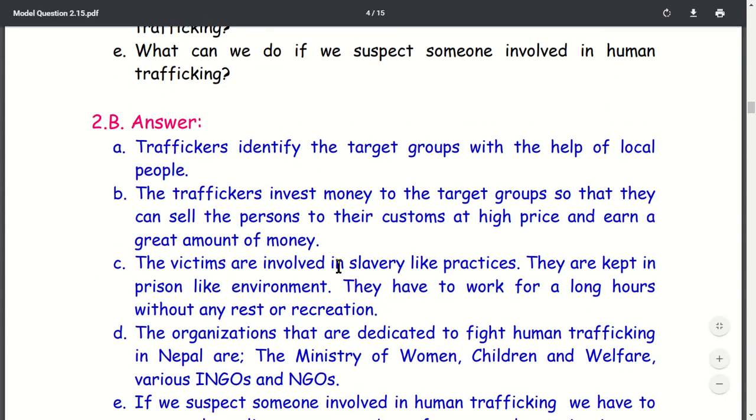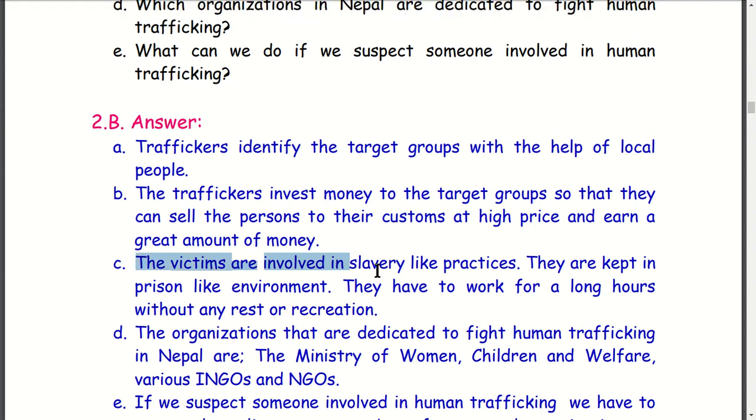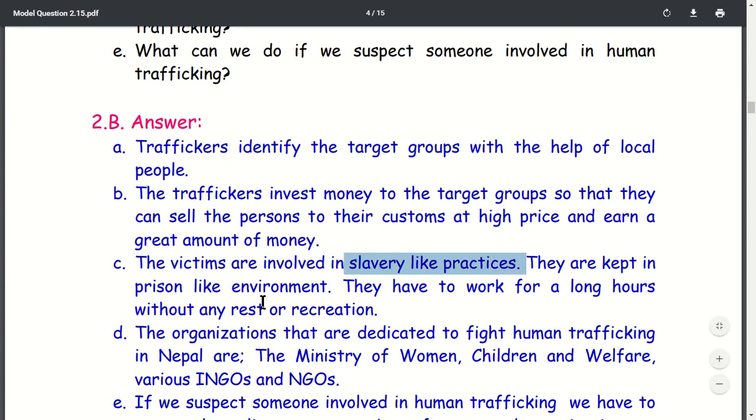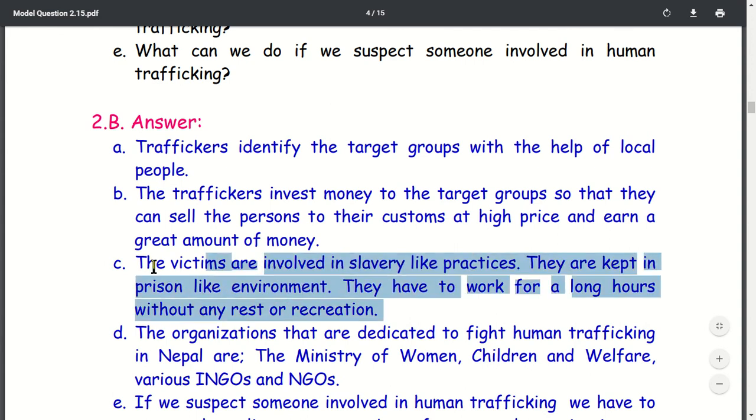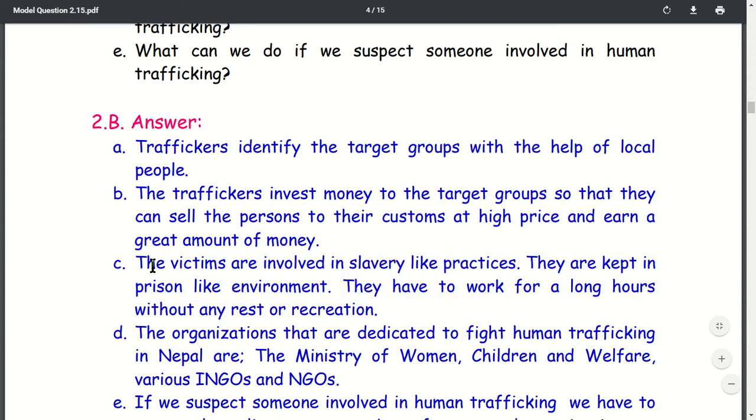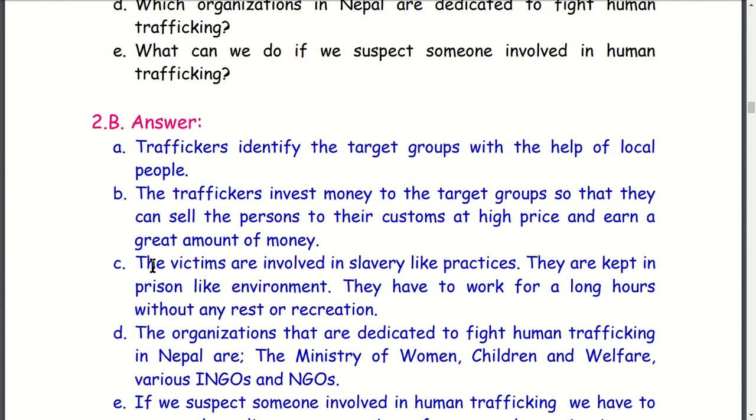Victims are involved in these words, which I took from the question here. Slavery-like practice, they are kept in a prison-like environment. They have to work for long hours without rest and recreation. This is a very bad situation. Yes, they are slavery-like practices. They are kept in a prison-like environment. They have to work for long hours without any rest.